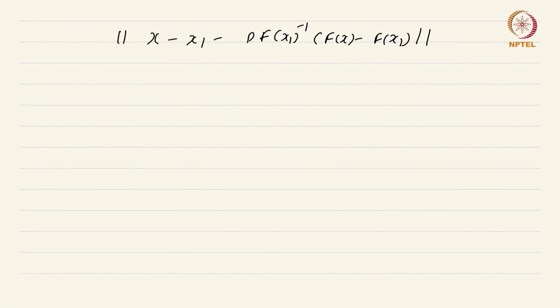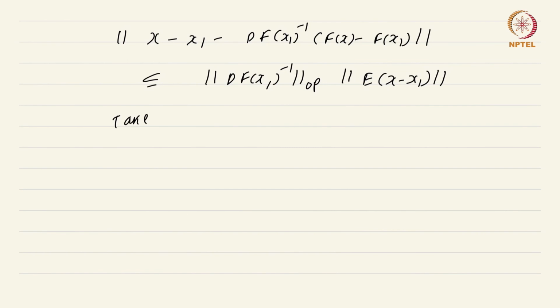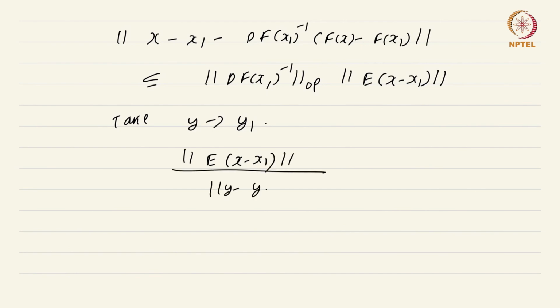This is, by the previous line, less than or equal to the operator norm of dfx1 inverse times the error term x minus x1. Okay, now take y going to y1. Once y goes to y1, we have norm of e of x minus x1 by norm y minus y1. This is less than or equal to 2 times norm of e of x minus x1 by norm x minus x1.